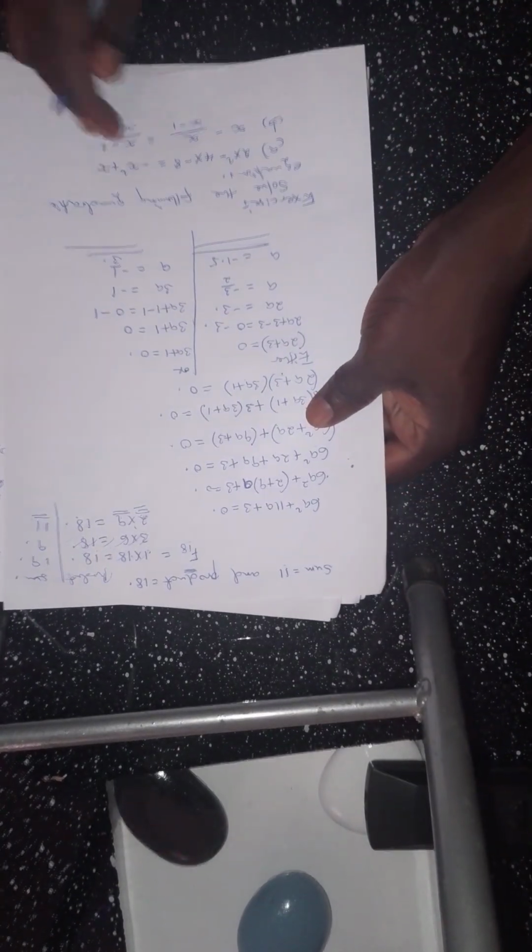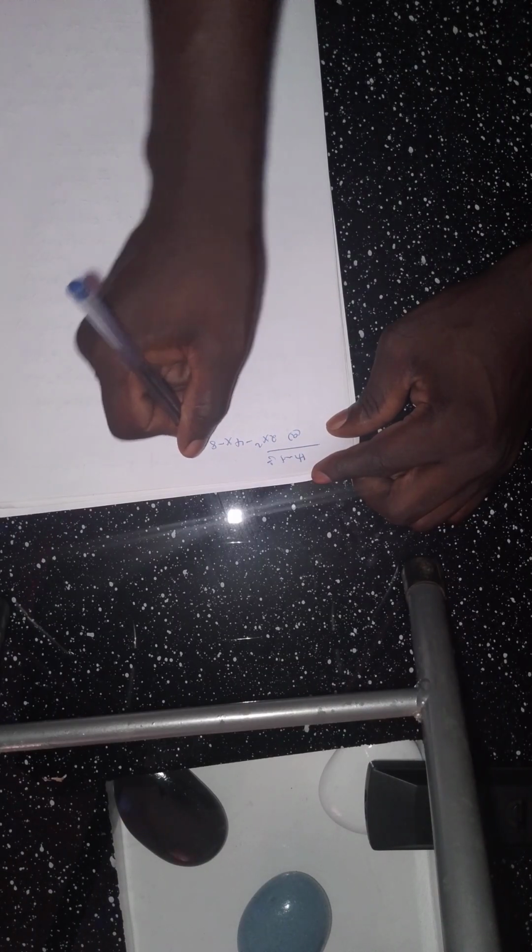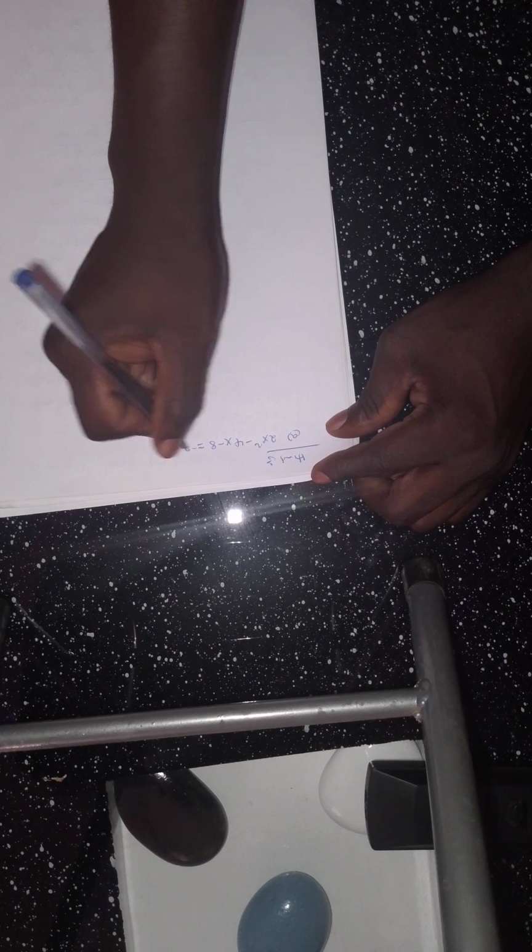Hey, you also solve that. Hint. The first one, which was 2x squared minus 4x minus 8 is equal to negative x squared plus x.